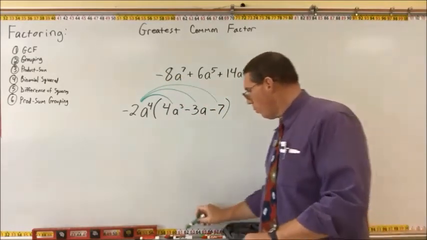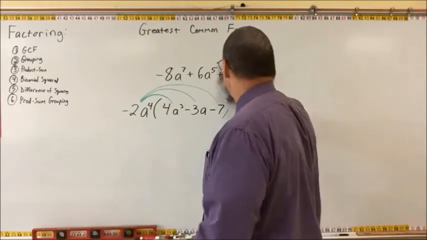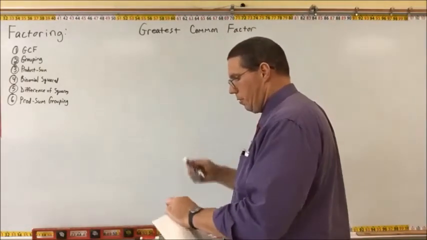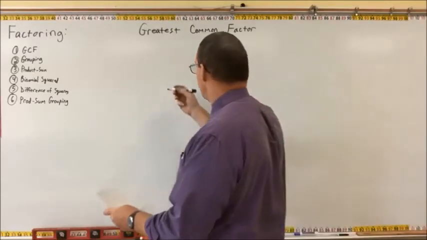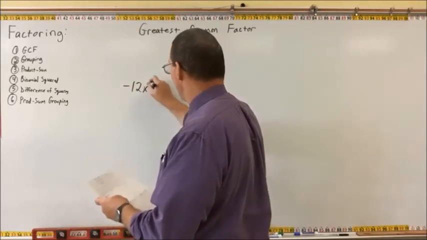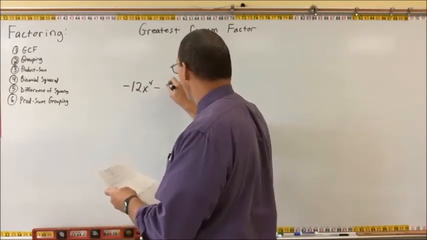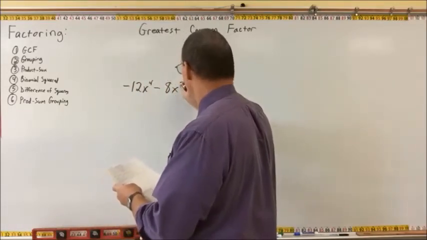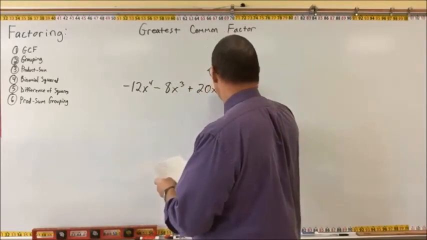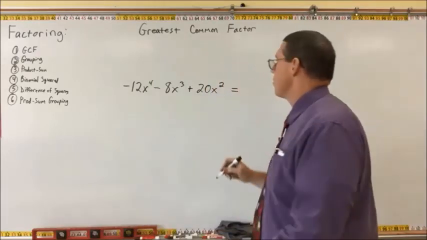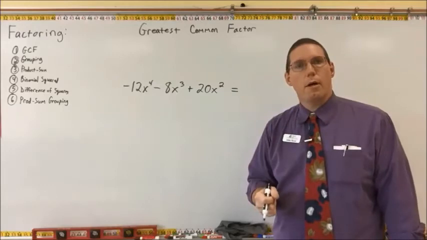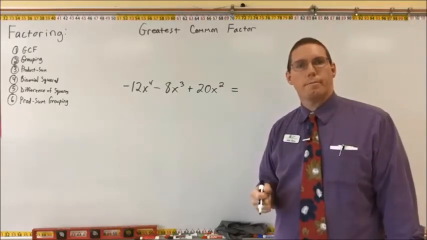Okay? I've got one left for you, one example, and I want you to try it on your own and see how you do, and then we're done. Let's say we have negative 12x to the 4th minus 8x to the 3rd power plus 20x to the 2nd power equals. Okay? Why don't you try this one on your own? Go ahead and pause the video, and then we'll go over it.